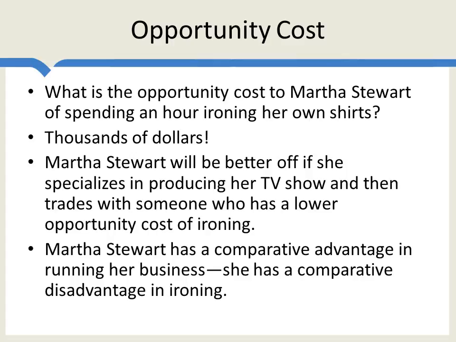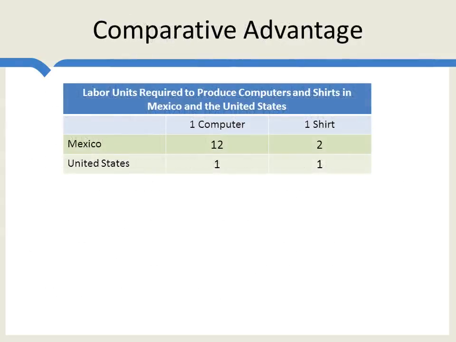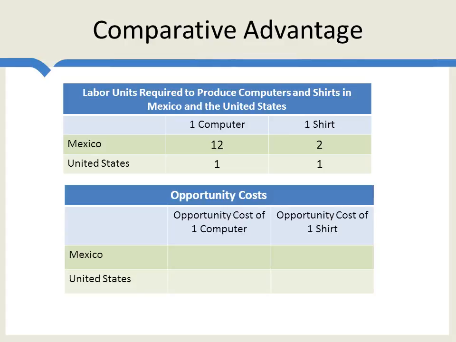Let's go back now to our previous example of the United States and Mexico. So the key to comparative advantage is understanding opportunity cost. So let's take this previous figure we had from a previous slide and turn it into an opportunity cost figure. So remember what this top figure tells us. It tells us, for example, that in Mexico it takes 12 units of labor to produce one computer, and in Mexico it takes 2 units of labor to produce one shirt, and so forth. Okay? For the United States, it just takes 1 unit of labor to produce either a computer or a shirt.